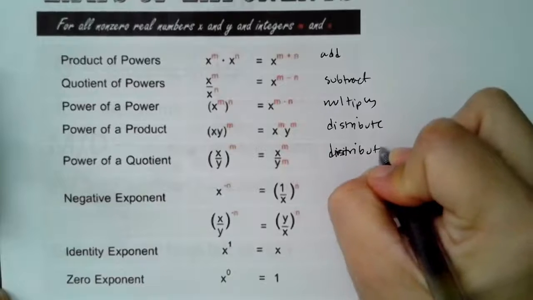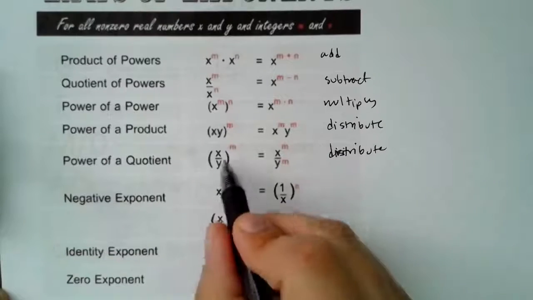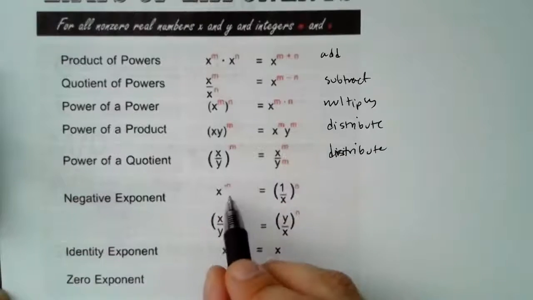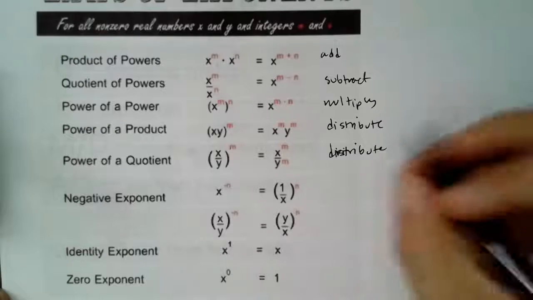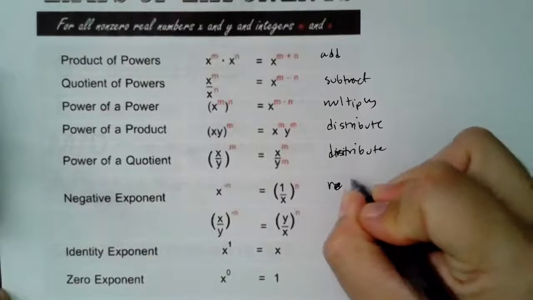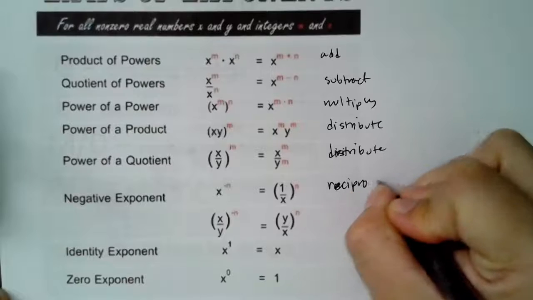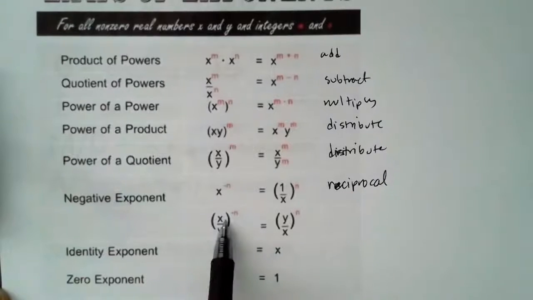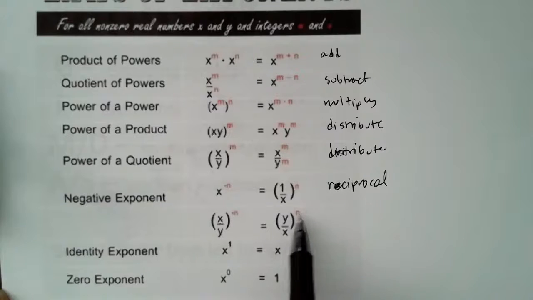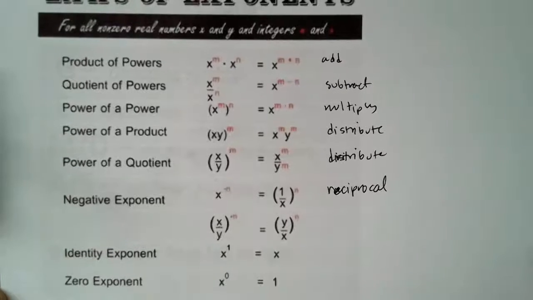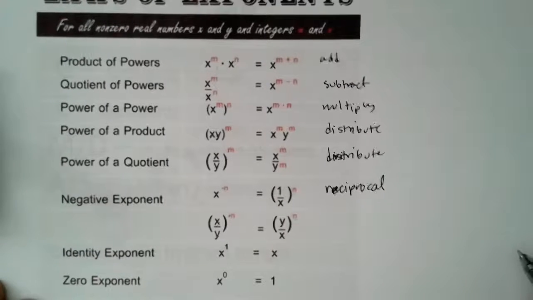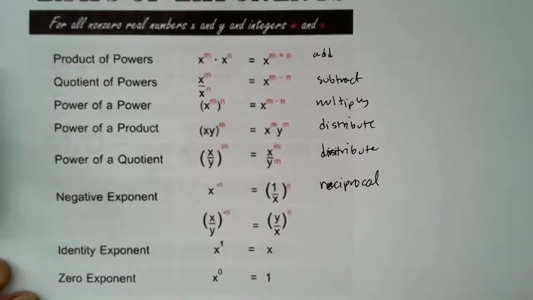Distribute. So it goes to the top and the bottom. When you have a negative exponent, it means to reciprocate, or take the reciprocal of. Same here: x over y to the negative power would be y over x to the n. And we just talked about 1 and we talked about 0 as well. It's pretty easy to prove these.